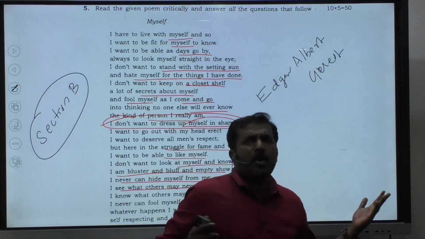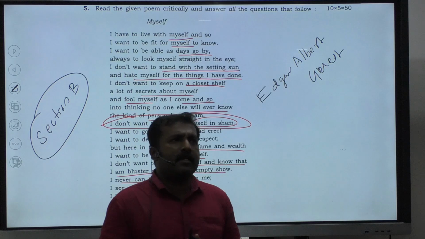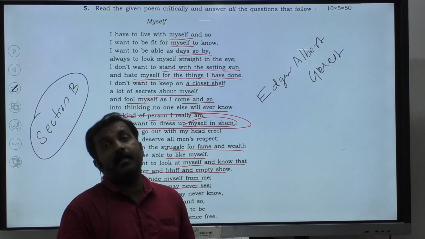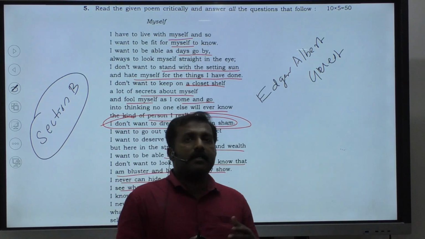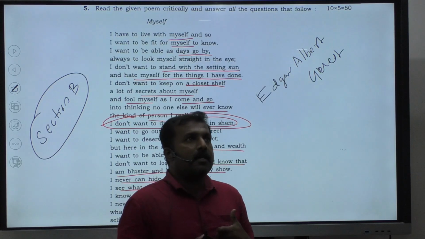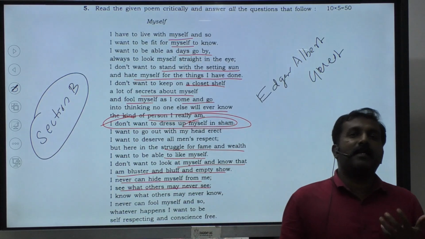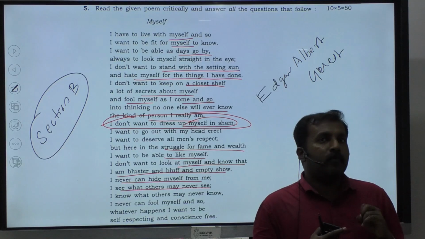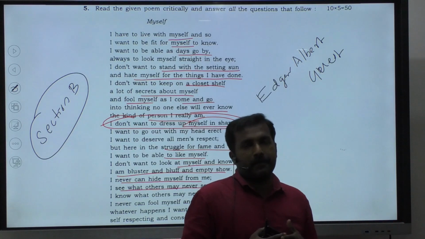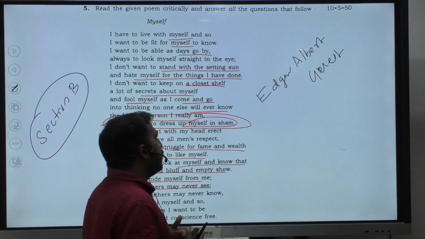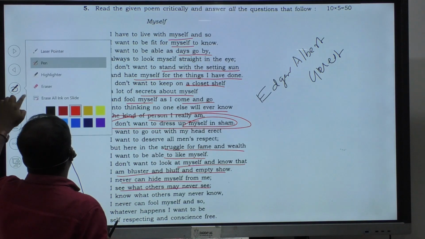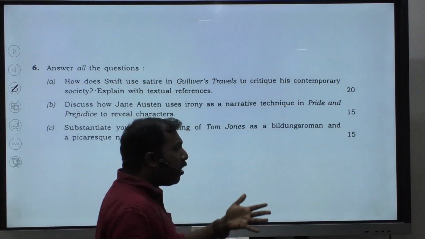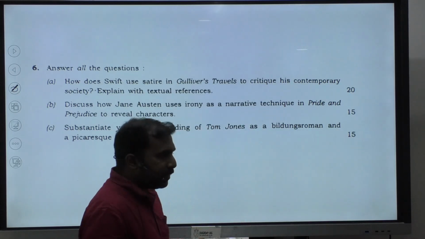Actually, you need not live for social approval, for a good certificate from society. Here, your self-conscious life and your life with an authentic character is what is relevant in this world. That's the main theme of this poem. So comparatively, this poem is very easy, and we can easily write the answer as well.